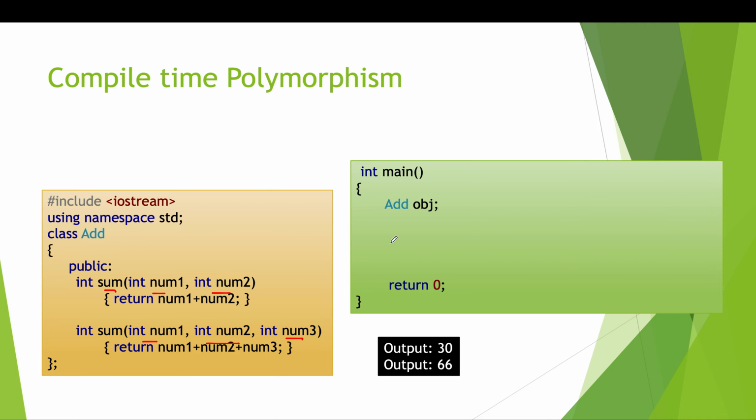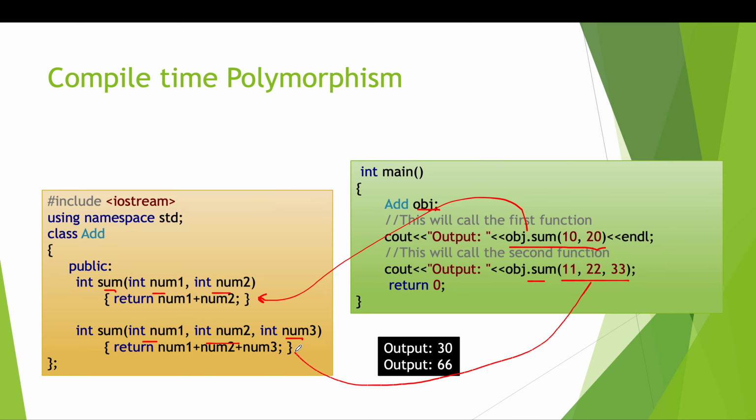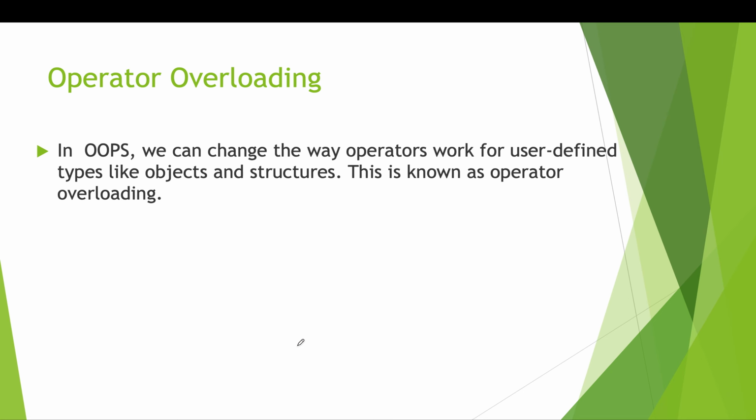Now in the main, we have created the object of the class add. After that, we have called the sum function and passed two integer variables as input. So the first function will be called. Next, we have called the sum function again, passing three integer numbers as input. So the second sum function is going to be called. So this is one more example of function overloading.